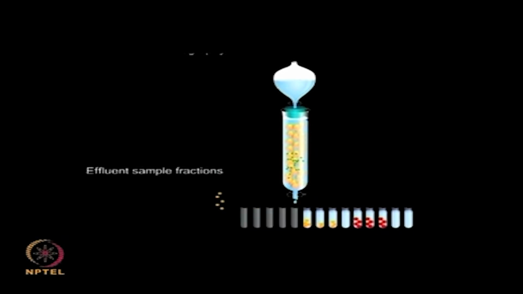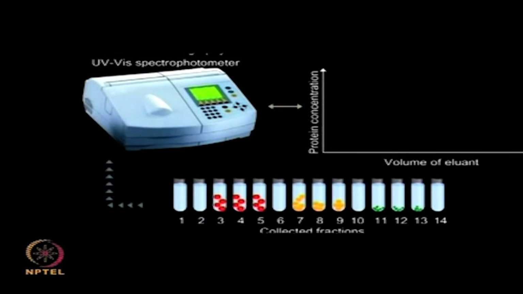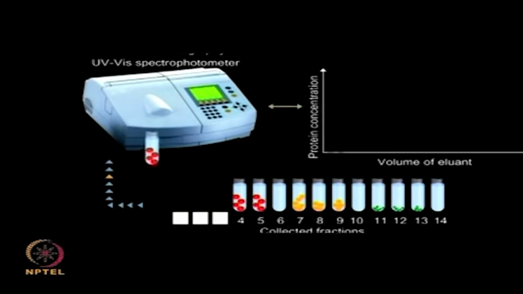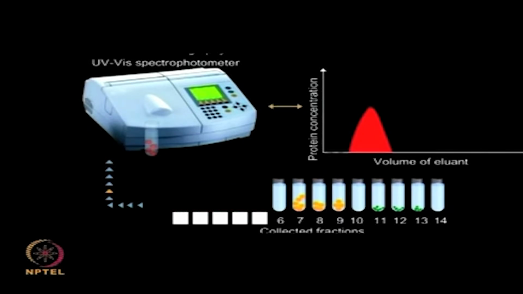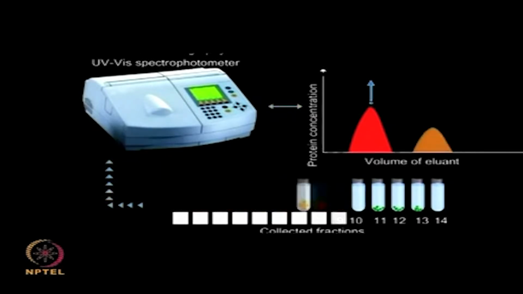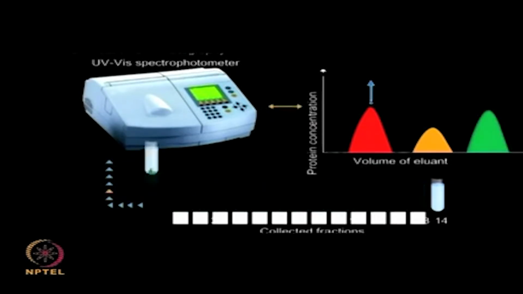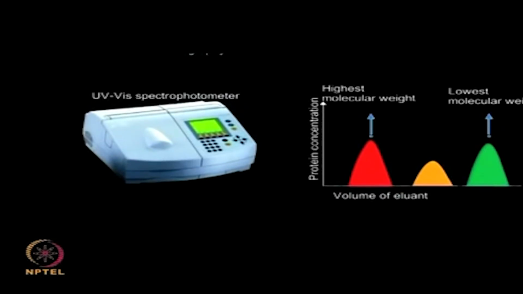Once all these fractions are collected, they can be analyzed for their protein content by using a UV visible spectrophotometer. Now, analyze the protein content by using the UV visible spectrophotometer at 280 nanometers. Once all the absorbance values are recorded, a graph of eluent volume versus protein concentration can be plotted. Now, the highest molecular weight is in the beginning and the lowest molecular weight towards the end.